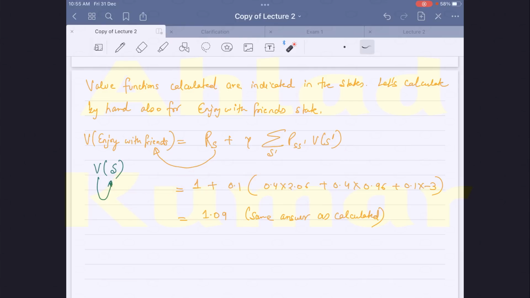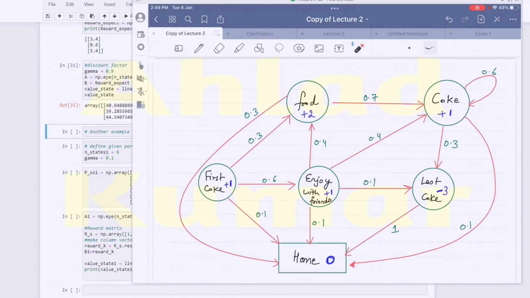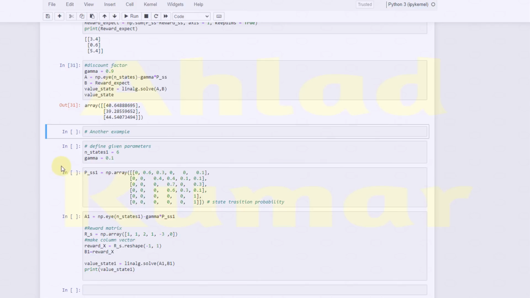So let's go to Google Colab and see whether we are getting this value of 1.09 or not. Now in this example, we have 6 states. You can see 1, 2, 3, 4, 5, 6, so there are a total of 6 states. We are putting 6 states over here, and gamma we are taking as 0.1 in this particular situation. In the earlier case we took gamma as 0.9. Please note that here we are taking gamma as 0.1.